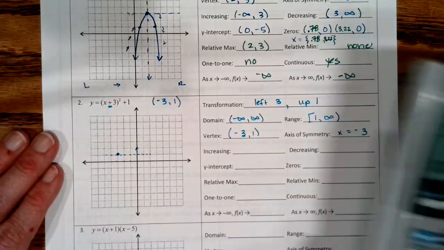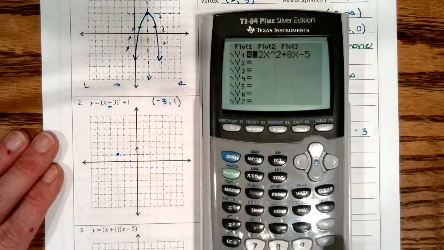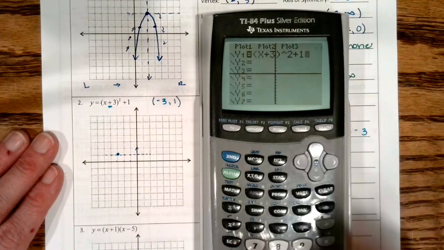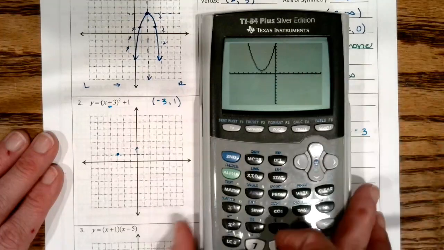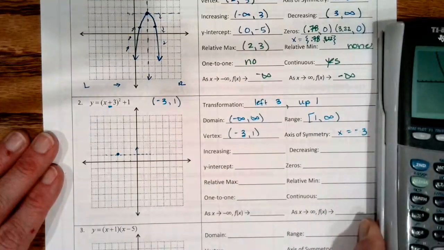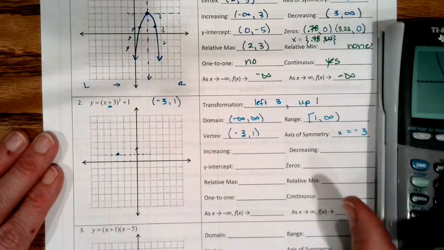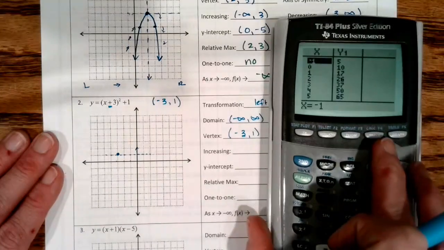Let's take a look at this graph on the calculator. Clear that one out. And I'll type it in exactly as I see it: (x + 3)^2 + 1. When I graph it, there it is, right where we thought. I look at where it's increasing. Let's go to the table of values.